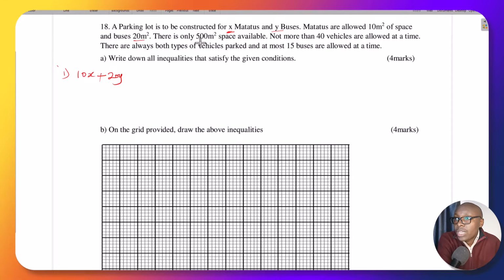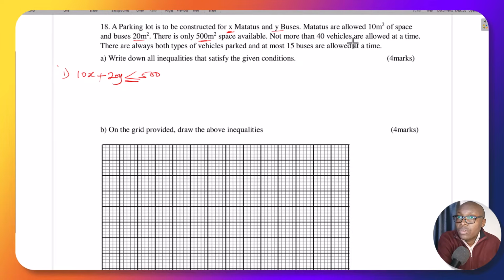And the space that is available is only 500 meters squared. So this should be less than or equal to 500, because it cannot be more. The space available is 500 meters squared, so it can be less or equal to 500, but it cannot be more. That is the first inequality.